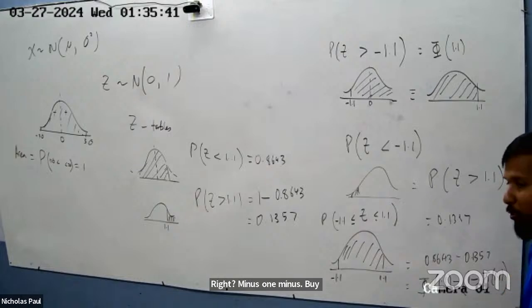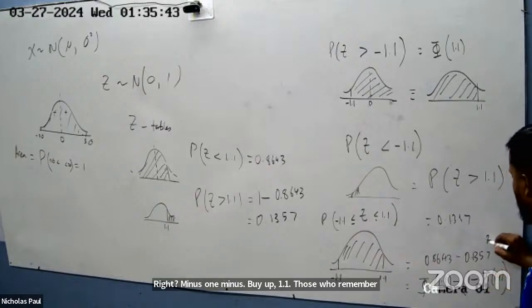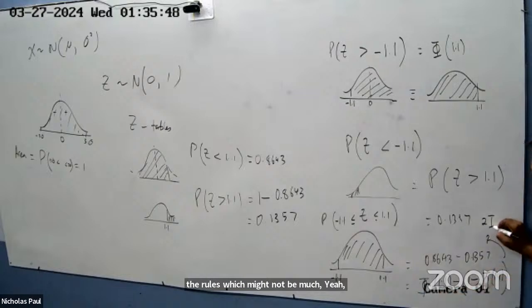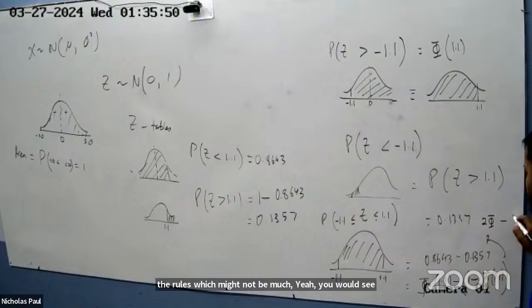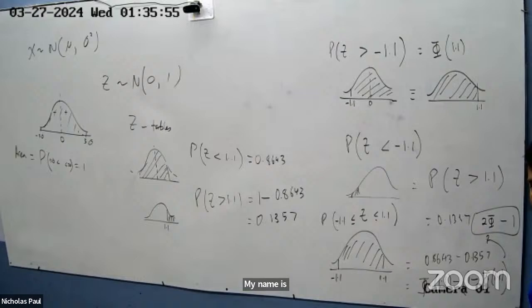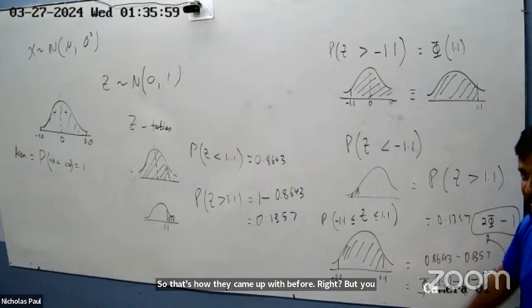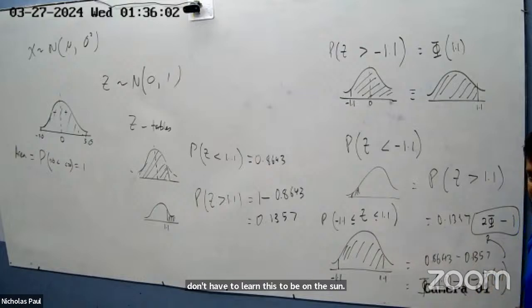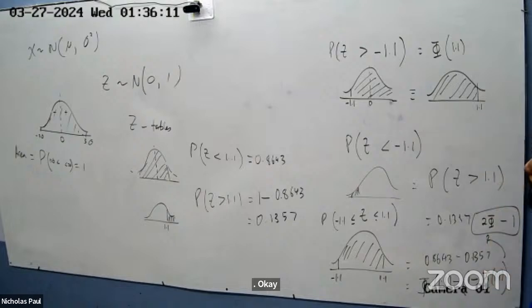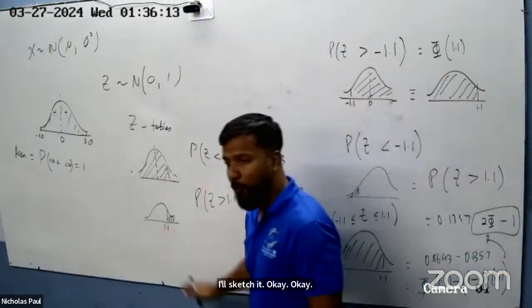Those who remember the rules, which mightn't be many people, would see it is the same as this plus this, which is 2 phi minus 1. So that's how they came up with the formula. But you don't really have to learn this if you understand how to sketch it. Are you okay with that? Okay, so that's the normal. That's a very normal work.